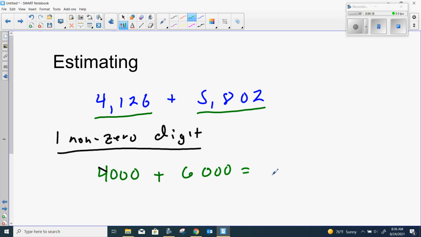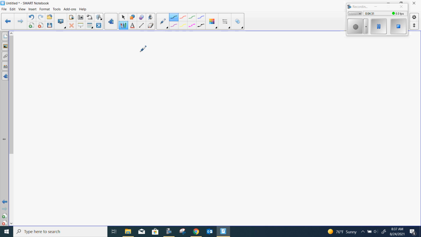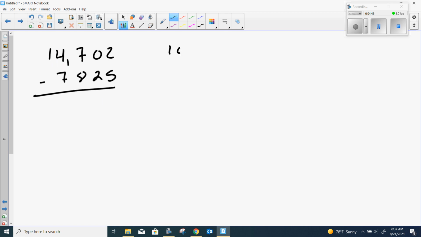Why we do this is so we can do it in our head. 4,000 plus 6,000 is 10,000. And we can use that not only in addition, we can use it in subtraction. In this case, we would get 10,000 minus 8,000, and we get 2,000.